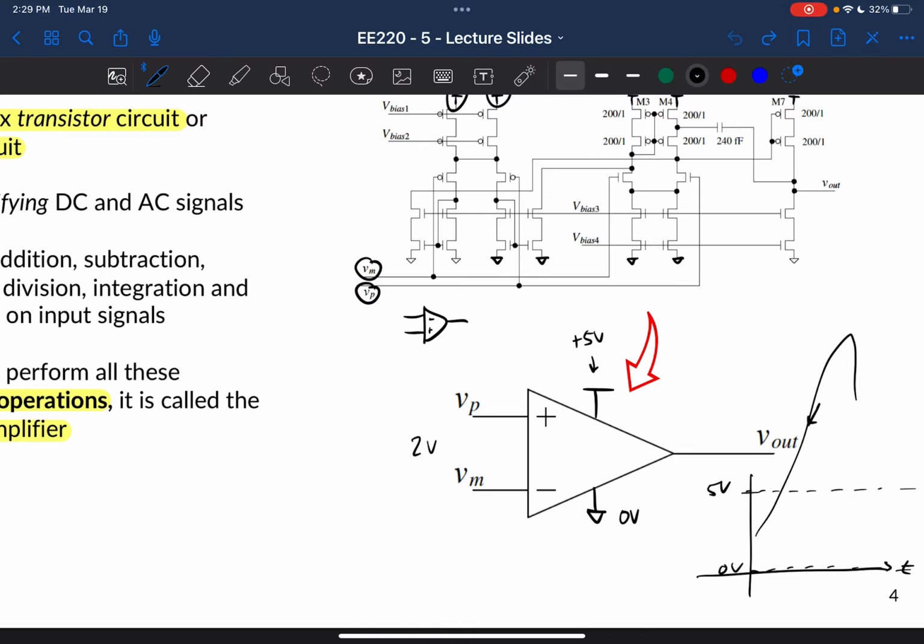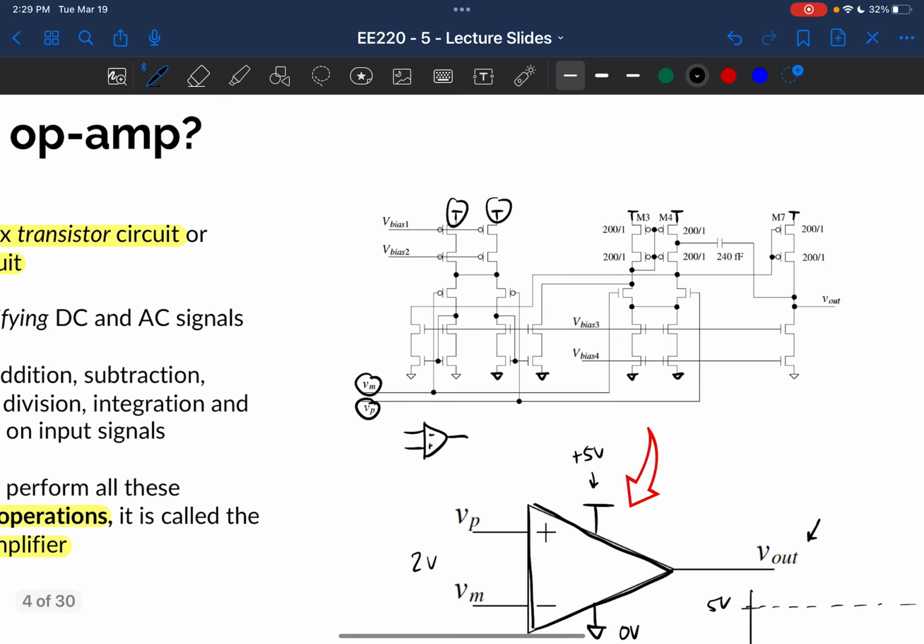My power supply rails are limiting that from happening. I'm only supplying 5 volts to the op amp itself. The internal circuitry of the op amp requires a power supply, which is these T's that you see in this circuit.